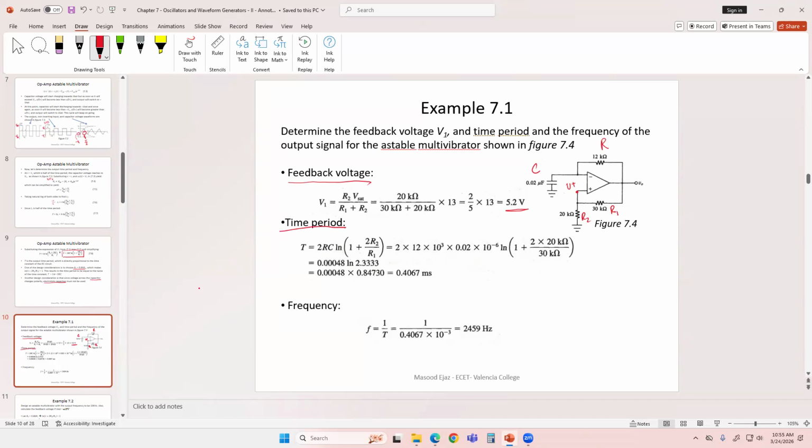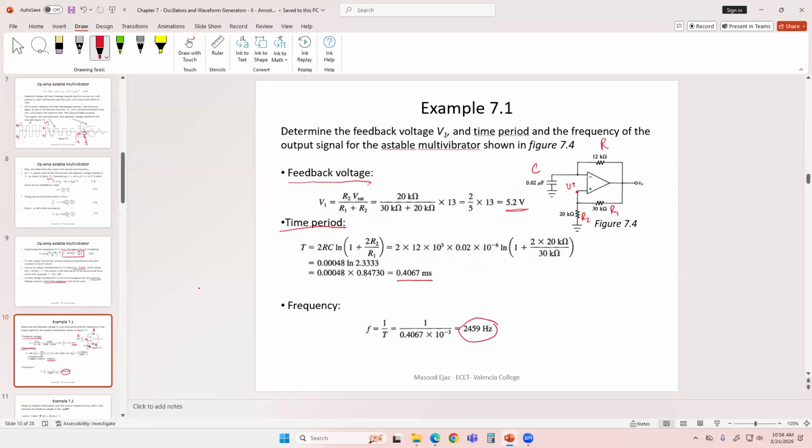For the time period of the output waveform, again, it's simply putting the values into the equation and calculating. The time period comes out to be 0.4067 millisecond. And from the time period, we can calculate the frequency, which is the reciprocal of the time period. The frequency of the output will be 2.459 kilohertz.